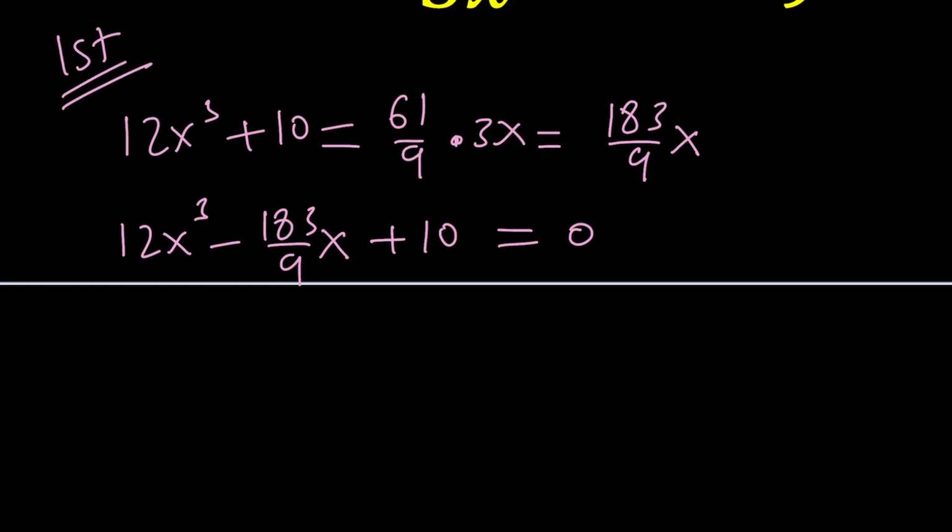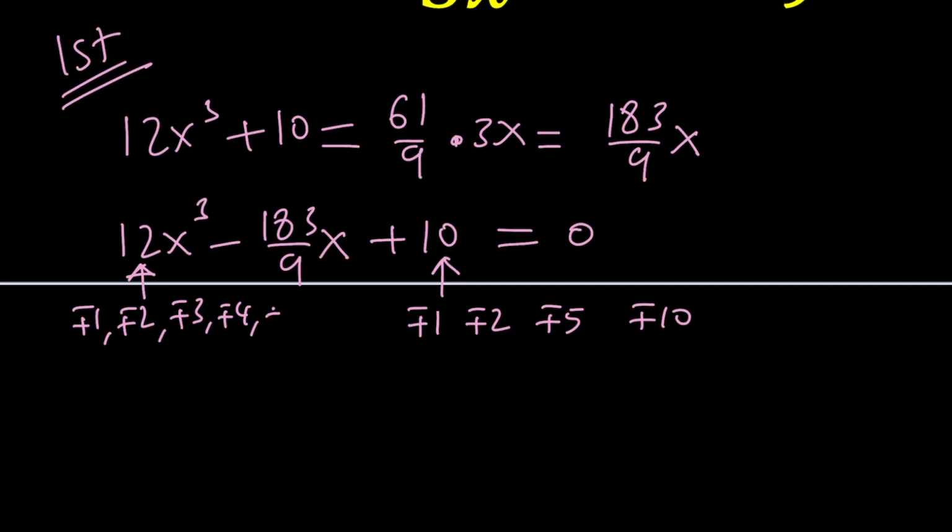So this is how it works. You look at the constant term and consider factors of the constant term. In this case, that will be plus minus 1, plus minus 2, plus minus 5, and plus minus 10. And then you look at the leading coefficient, which is the coefficient of the term with the highest power of x. In this case, that happens to be 12. And you look at the factors of 12: plus minus 1, plus minus 2, plus minus 3, plus minus 4, plus minus 6, and plus minus 12. There's quite a few options. As you can see here, there are 12 options.